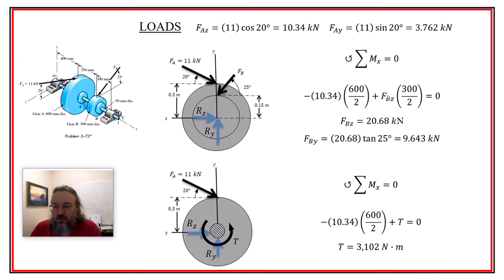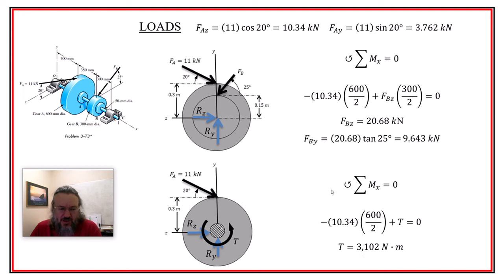So I'm going to look for that FBZ using this, and notice the diameters are 600 millimeters and 300 millimeters, and I'm using the radius as the moment arm. So I get this unknown force here, FBZ, and then I get the FBY by multiplying it by the tangent of 25, right? So that's going to be the vertical component. And I don't actually need to know what FB is. I just need to know what FBZ and FBY are going to be. I do the same type of free body diagram, but now I cut the shaft so I could see inside, because I'm going to need the torque.